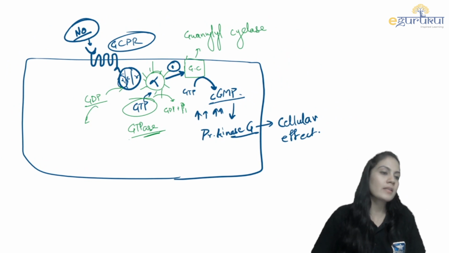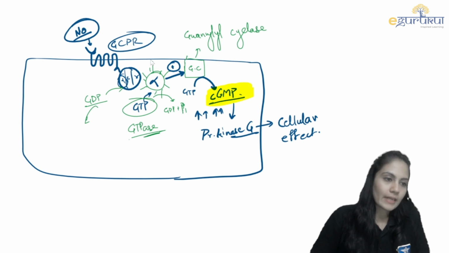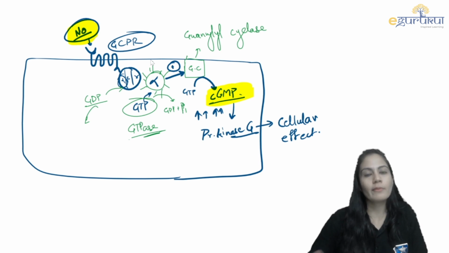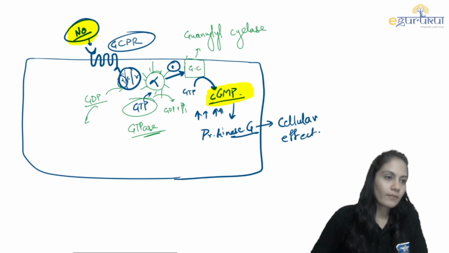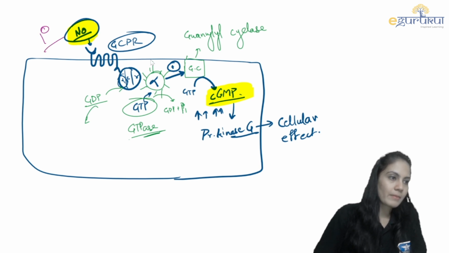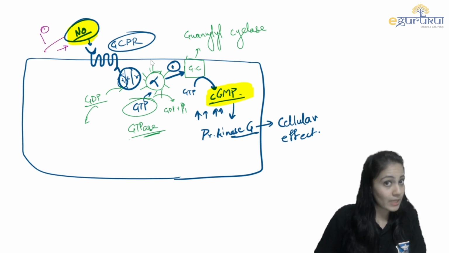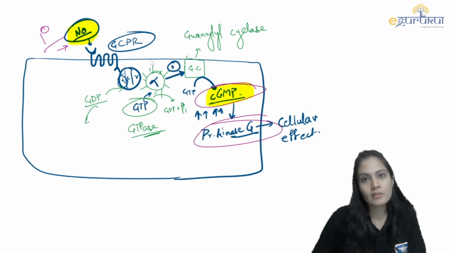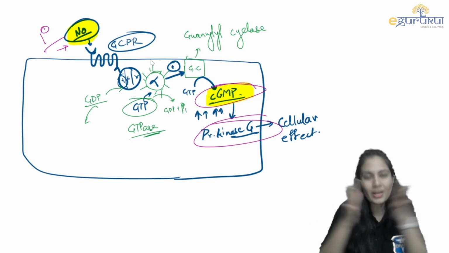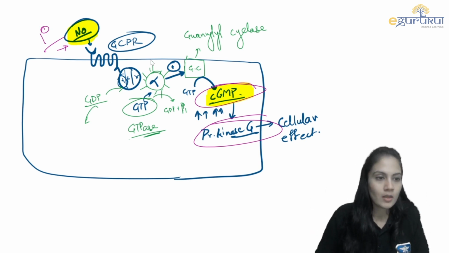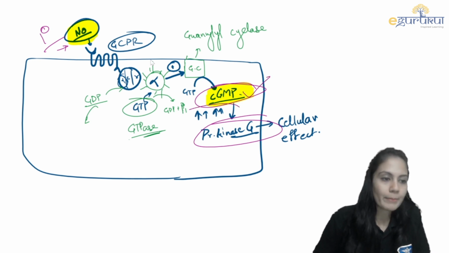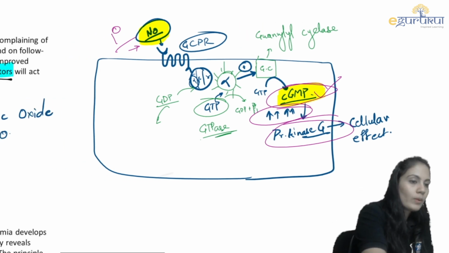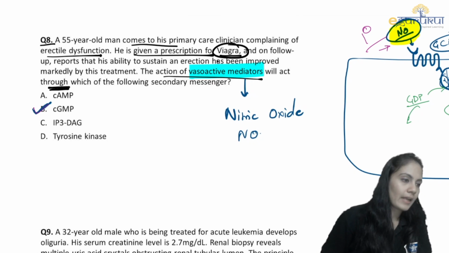We say cyclic GMP, that means over here this is the secondary messenger. The primary messenger is always the hormone or the substance which activates the GPCR protein. So the primary messenger over here is the NO, the vasoactive substance they are talking about, and the secondary messenger activates the kinases inside the cell and causes the cellular effect. So vasodilation will occur at the level of the penis, right? That happens because the secondary messenger cyclic GMP increases inside that localized area. So over here the answer is cyclic GMP.